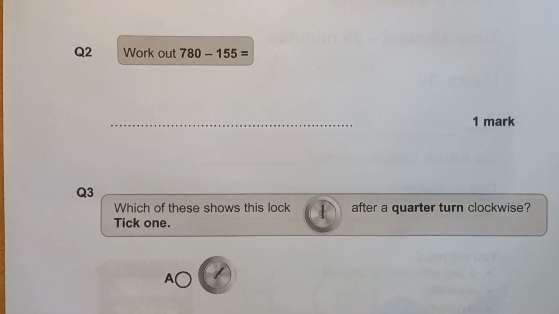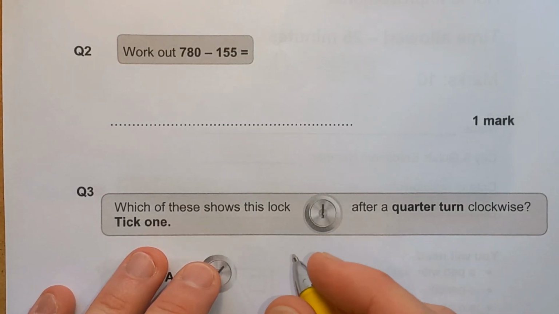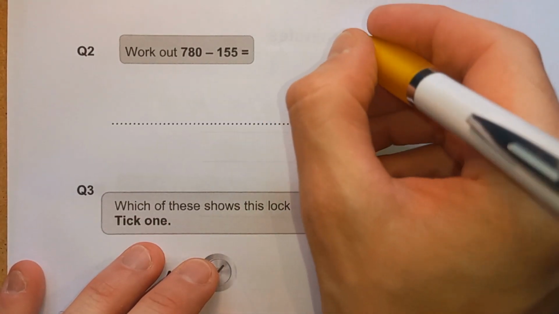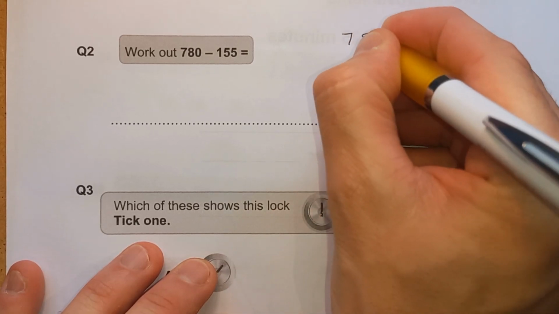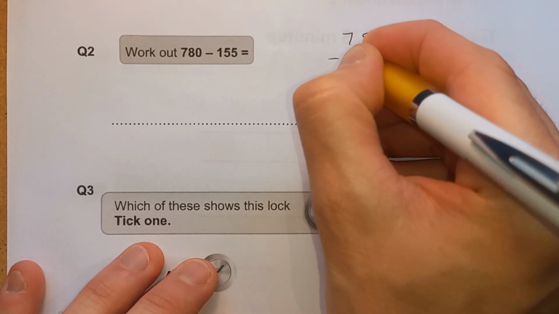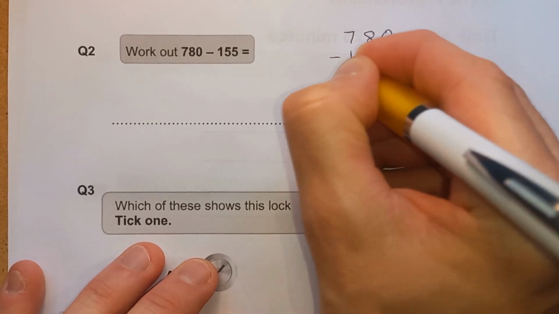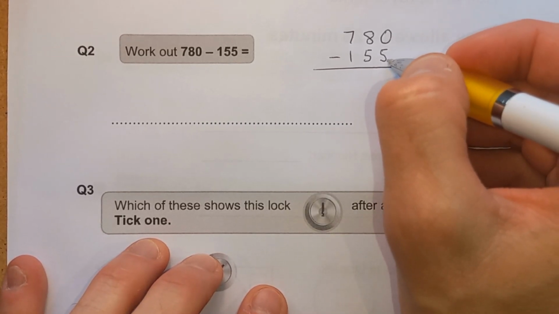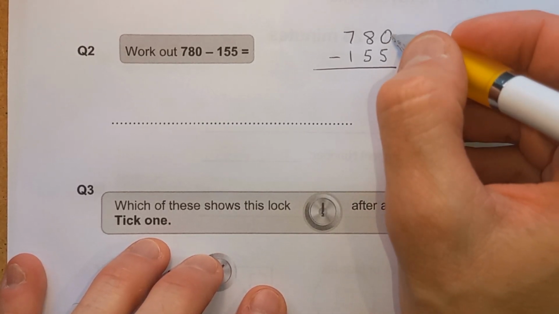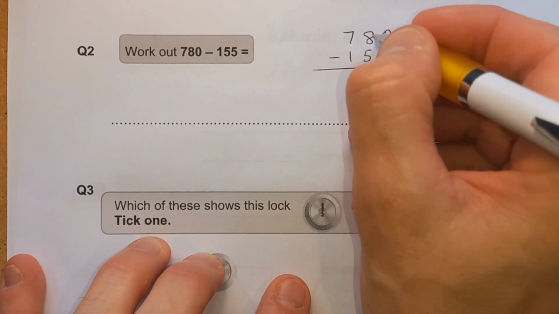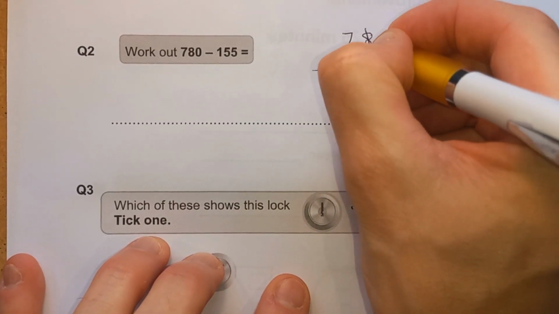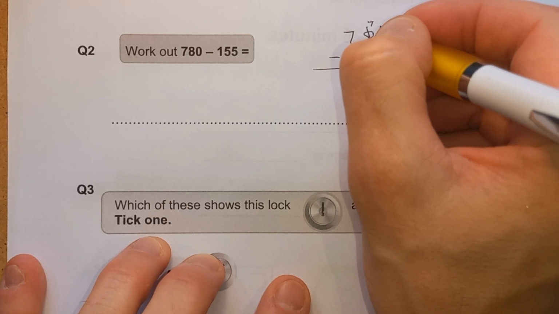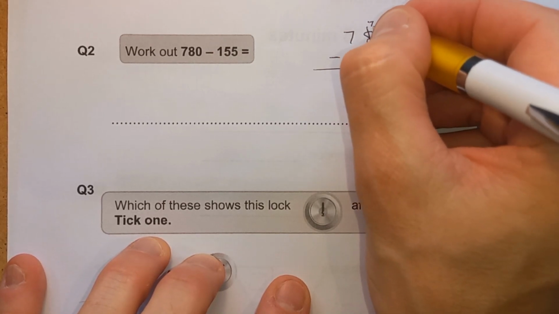Okay, question 2. Work out 780 minus 155. So you could do the count up method, but I'm going to do our column method for this. So we're going to write the 780 minus 155. So we start with the units over here, and we say 0, take away 5. Well, if we've got 0 or nothing, we can't take anything away from it. So instead, we need to take 1 from the 8. So we're going to reduce that down to 7. And we can put this 1, or really it's a 10. So we're taking 1 ten from here. So we've got 7 tens.